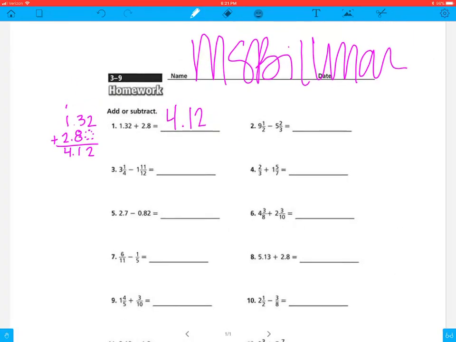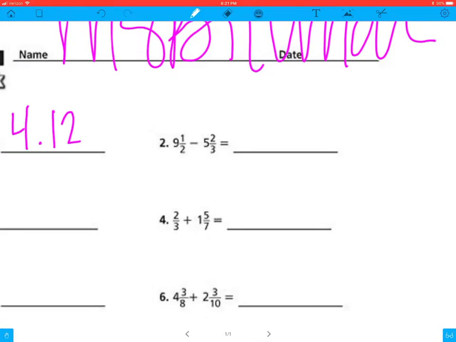Number 2, 9 1/2 minus 5 2/3. Now, this one I'm going to focus on the fractions. 1/2 is equal to an equivalent fraction, and 2/3, we're going to find the equivalent fractions with the least common multiple, which is 6. Because I know 2, 4, 6, and 3, 6, 9. Multiply the 2 by 3, the 1 by 3, and I get 3/6. And multiply the 3 by 2, the 2 by 2, and get 4.